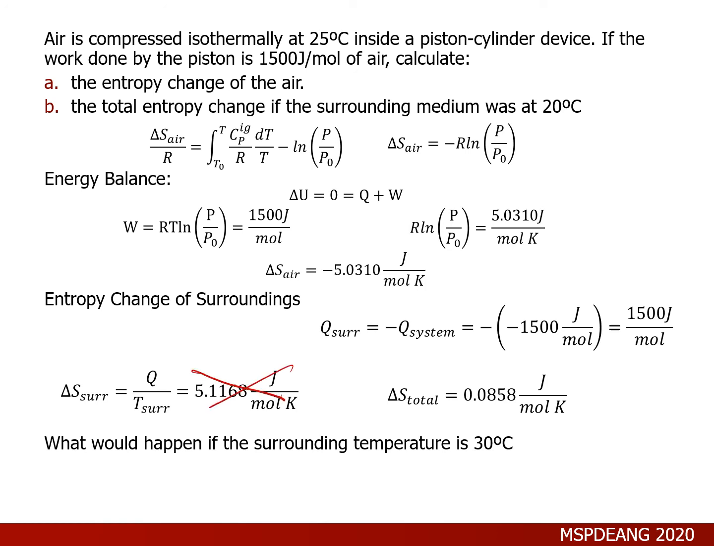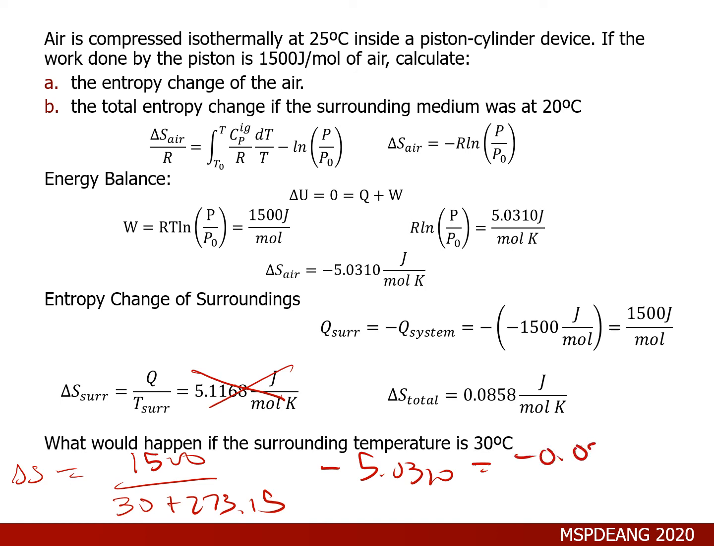So delta S total natin ngayon is equal to 1500 over 30 plus 273.15 minus 5.0310, same pa rin delta S ng air. And you should get negative 0.083 joules per mole K. Meaning, delta S is less than 0. Ibig sabihin, hindi pwede yung process na to.